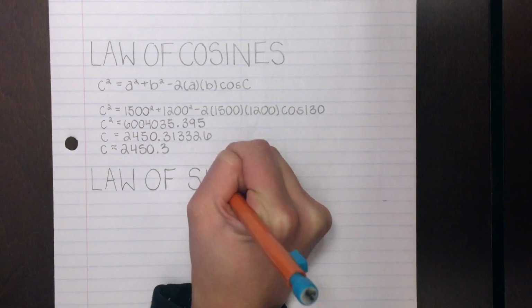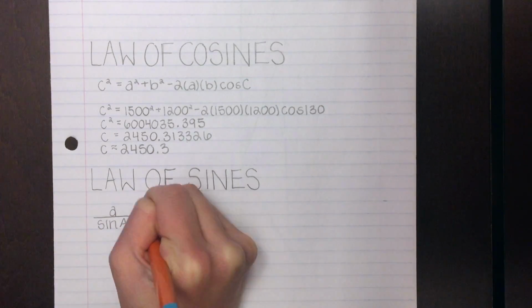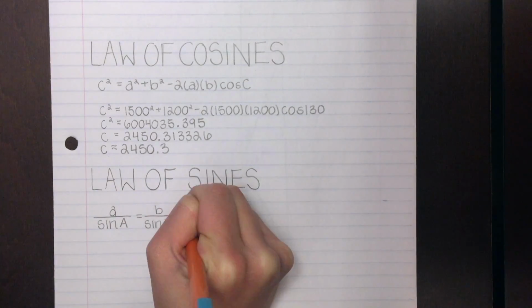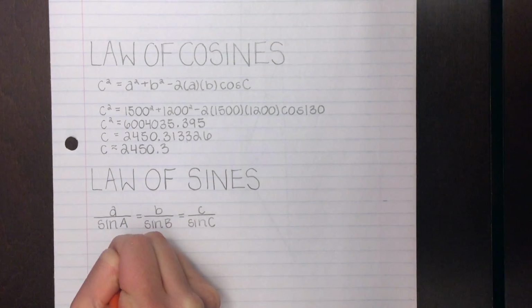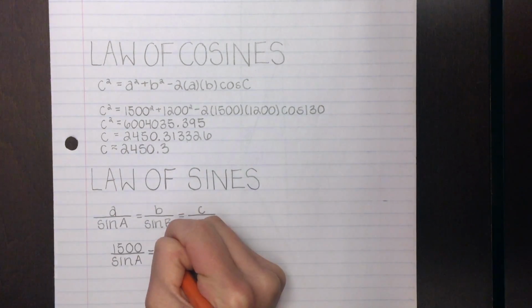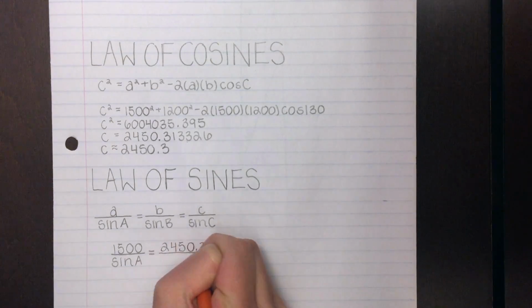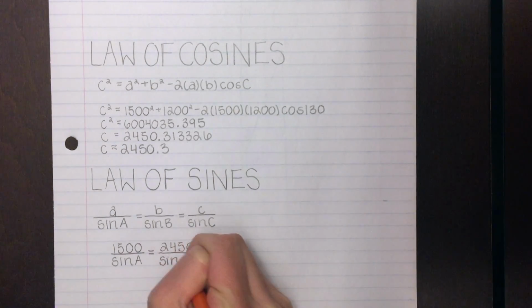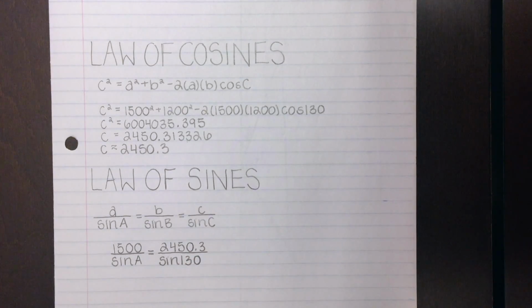Now we're going to use the law of sines to find the other angles of the triangle. The law of sines is a proportion of side over sine of the opposite angle. So side A, which is 1,500, over sine A equals side C, which is 2,450.3, over sine C, which is sine 130. Then cross multiply and divide.